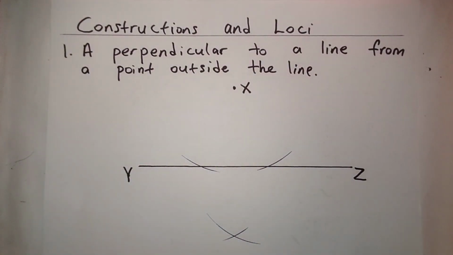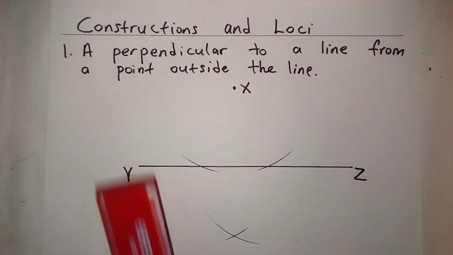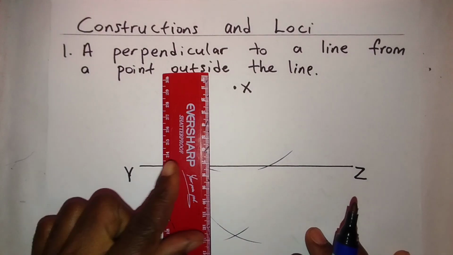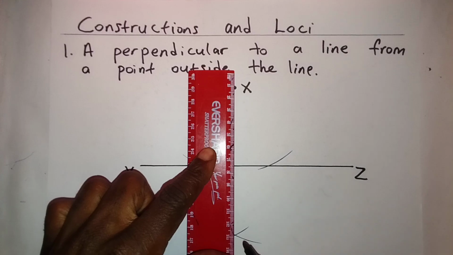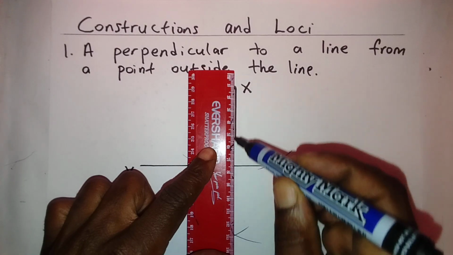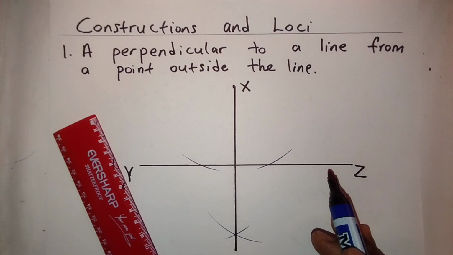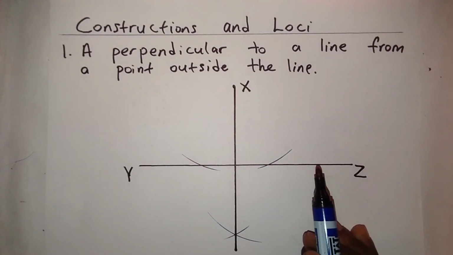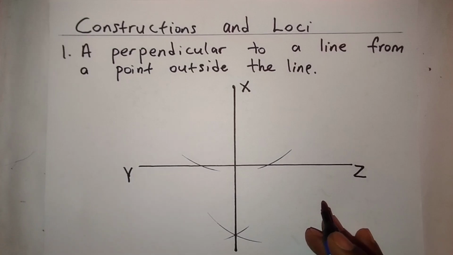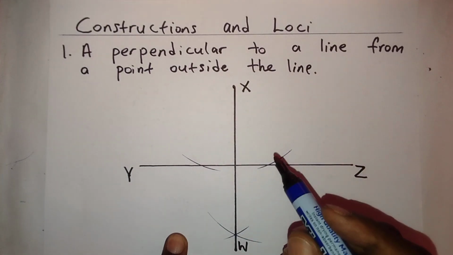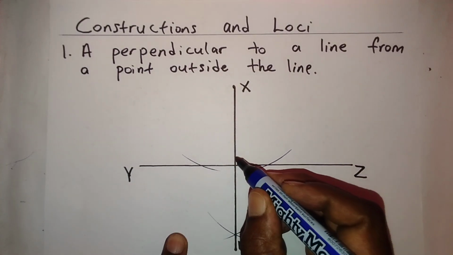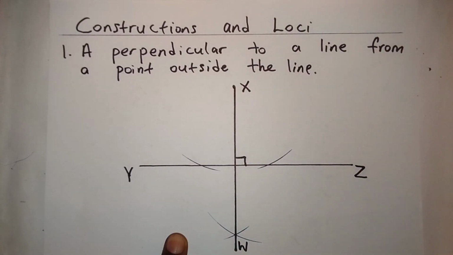Okay, so from the point X, right through the point of intersection of these 2 arcs below YZ, I will draw a straight line like this. Okay, so this line which I have drawn, let me just call it XW, is the perpendicular to this line. So it started from the point X, which was outside the line YZ. So here it's 90 degrees.